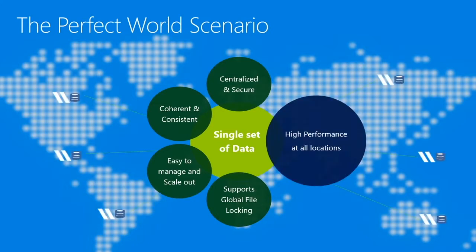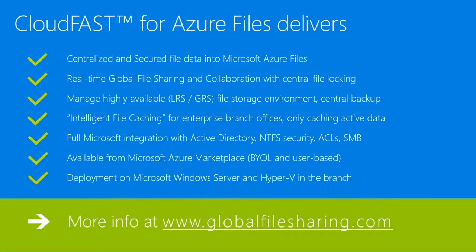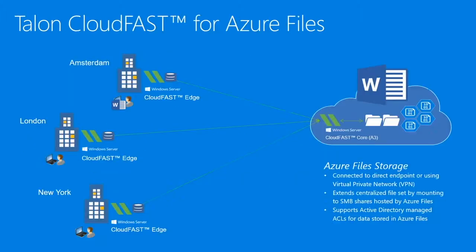By using CloudFast, you can centralize and secure your file-level data in Azure, while being able to deliver enterprise global file sharing collaboration to your users. Our software-based approach allows you to use the Microsoft Windows Server platform to create an intelligent file cache at the branch. In order to implement the solution, you can directly spin up a VM from the Azure Marketplace, followed by deploying our software at each of your branch locations.